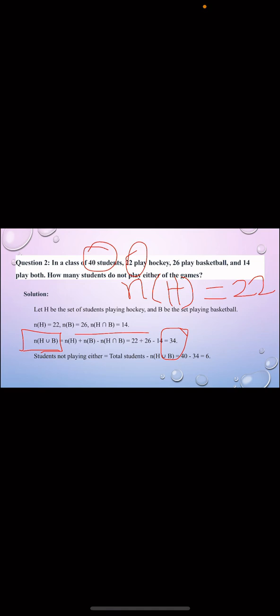Next we subtract this answer from the total number of students, then we get the students not playing either hockey or basketball. So 40 minus 34 is 6. So in total 6 students are not playing either hockey or basketball.